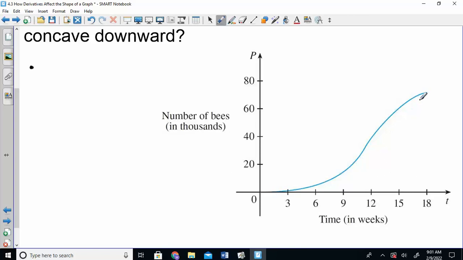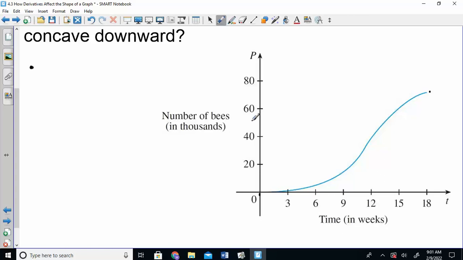So this graph is just showing population. That means at time 0 we had no honeybees, and after 18 weeks we're up to about 70,000 honeybees here. So my first question is, how does the rate increase over time? Not the number of bees. Obviously the number of bees increases, but how does this rate change?